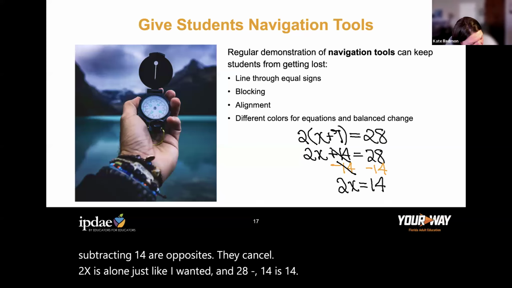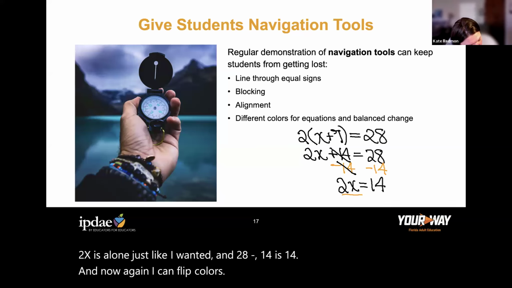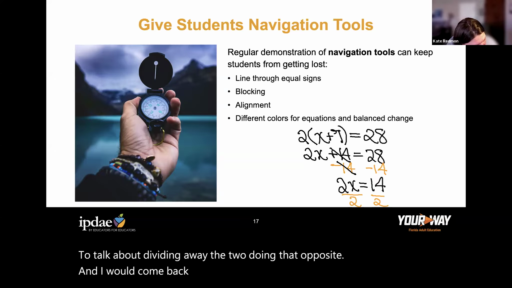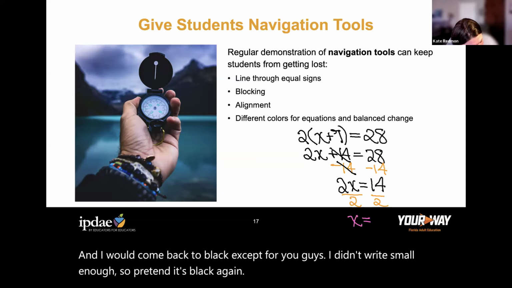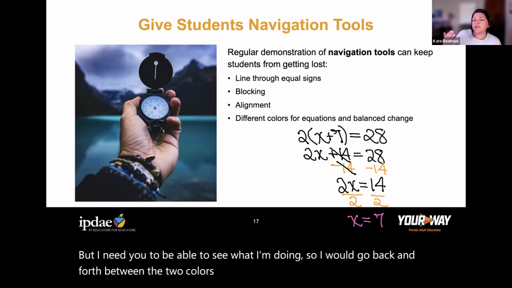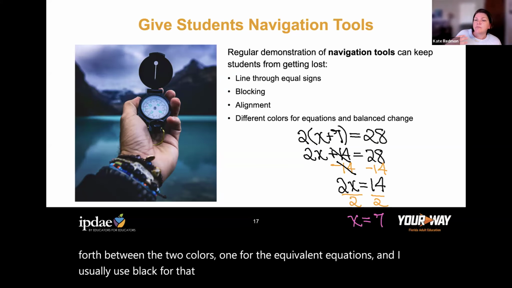And now again, I can flip colors to talk about dividing away the 2, doing that opposite. And I would come back to black, except for you guys, I didn't write small enough. So pretend it's black again. But I need you to be able to see what I'm doing. So I would go back and forth between the two colors, one for the equivalent equations, and I usually use black for that one or my primary color because in the end, that's the only work we have to see.